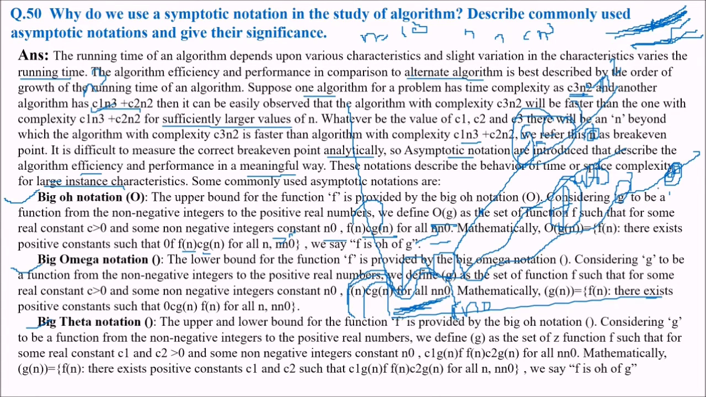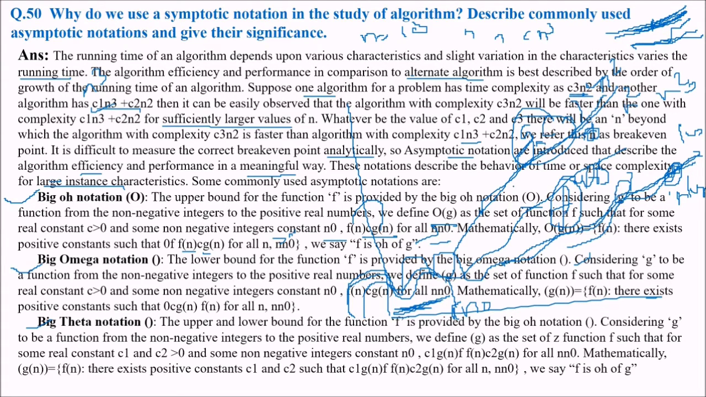Why? Because omega means you are talking about that function which is always less than or equal to, while big O means always greater than or equal to. These are pre-described functions. There will be n square, n cube, log n, n log n. So your function is guided by these functions. These are the asymptotic notations, asymptotic bounds.